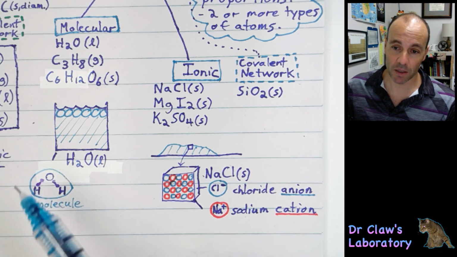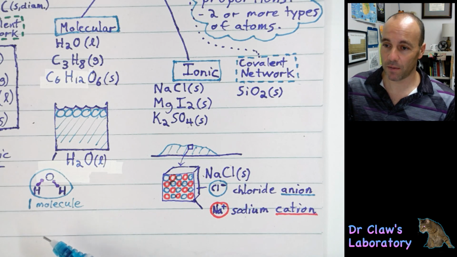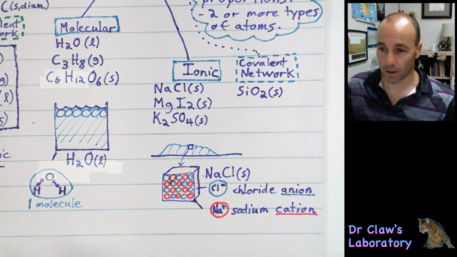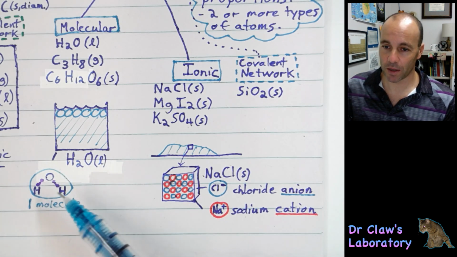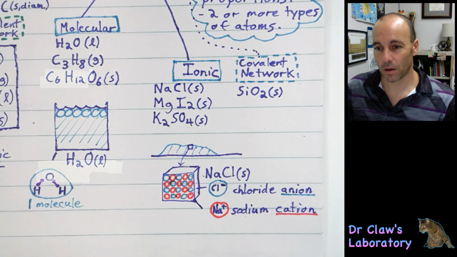So this is the smallest particle of water. You cannot cut this particle any further and still call it water. So the smallest particle of water has 2 H's and a single O, and that's why the formula is H2O. All right.